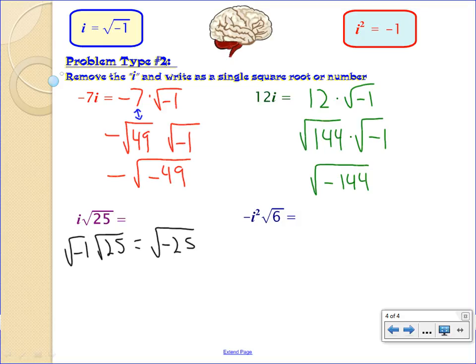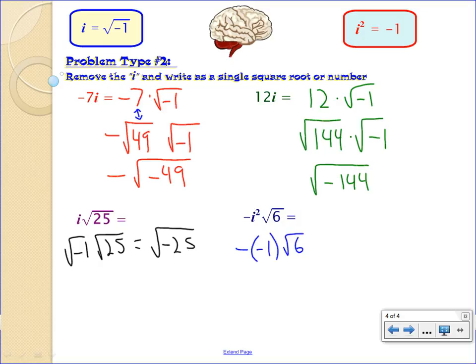Now, the last one. So this time I have an i squared, right? And I have a negative in front of it. So I've got a negative in front of an i squared and a square root of 6. Well, again, I can replace i squared. This time I'm going to replace i squared with negative 1, because I know those two things are the same. So if I do that down here, the negative in front will stay in front, i squared becomes negative 1, and I have the square root of 6 here.